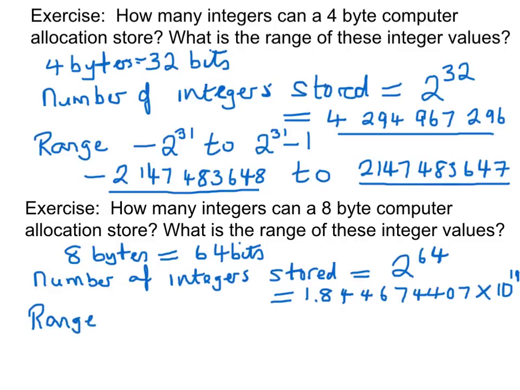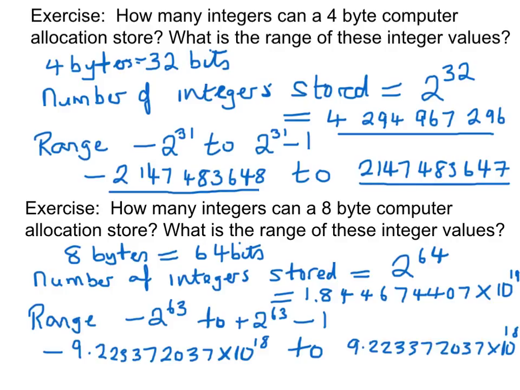Now looking at the range, the most negative number it will start at is minus 2 to the power of 63, and it will go up to 2 to the power of 63 minus 1. Again, take out your calculator, work out these two values, and what you'll get is, that should have been a positive there, so the range is minus this enormous number here up to 10 to the power of 18 is the magnitude, up to this number here, positive this.